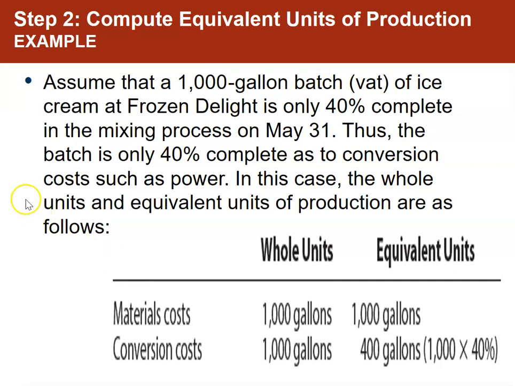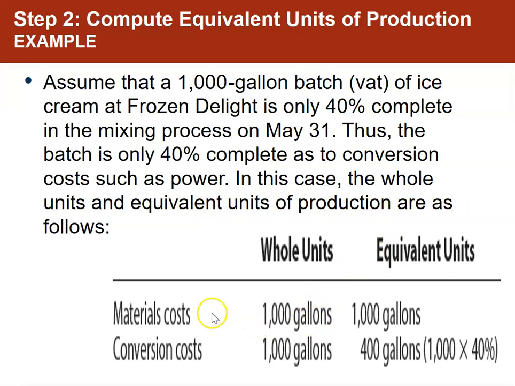So we're continuing with our example. It looks like they were making some ice cream. It says assume that we have a 1,000 gallon batch of ice cream at the company, but it's only 40% complete in the mixing process as of May the 31st. Thus, the batch is only 40% complete as to conversion costs such as power, direct labor, these kinds of things. So it says in this case, the whole units and equivalent units of production are as follows.